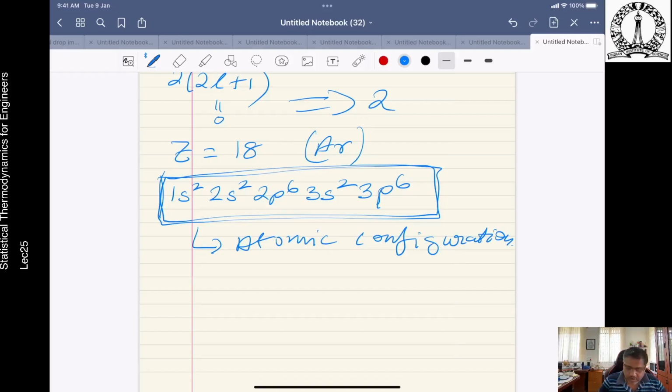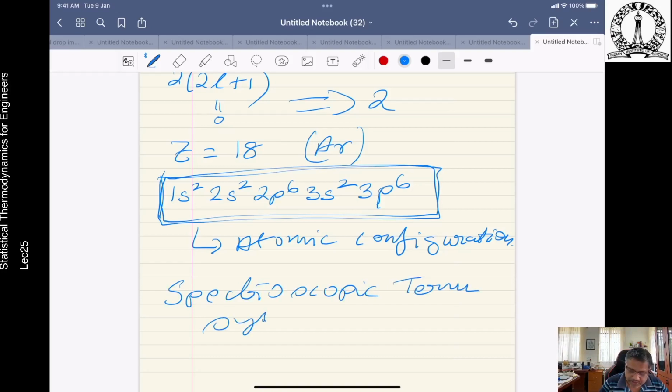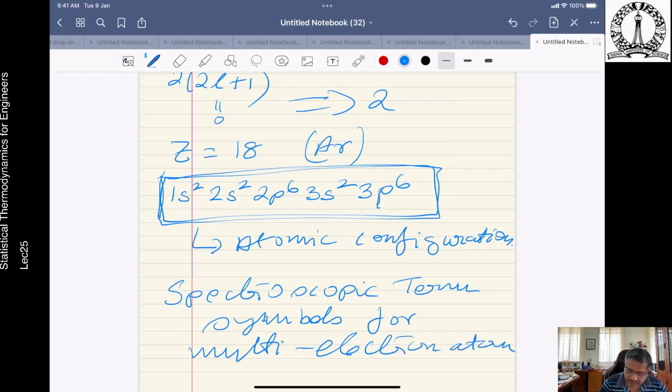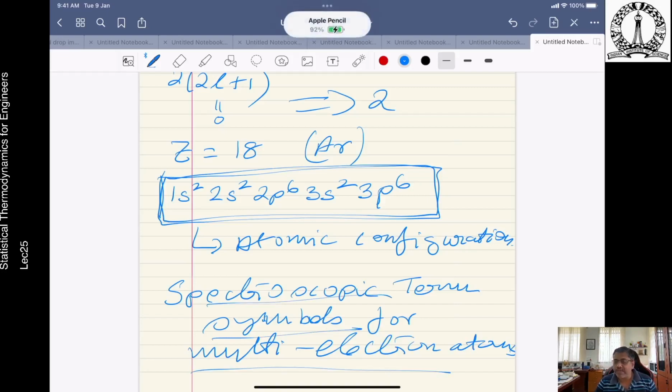Okay, so next class we are going to do what we call spectroscopic term symbols for multi-electron atoms. It's because these symbols are very important. Some of these symbols you already know from your undergraduate, so no harm in actually seeing it one more time. Thank you.